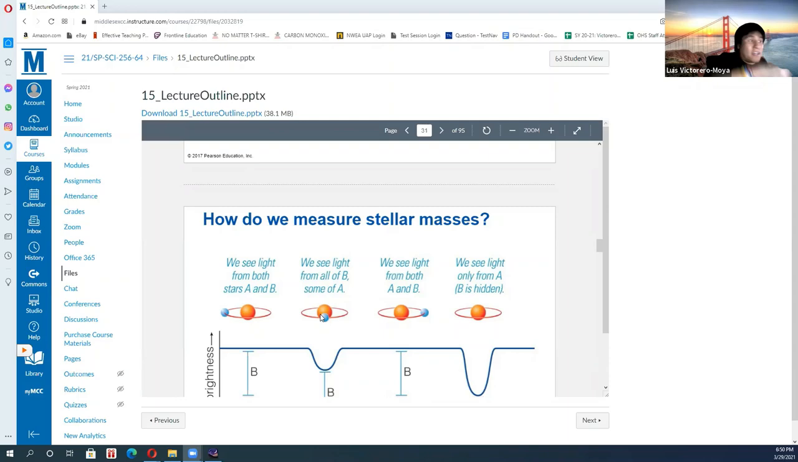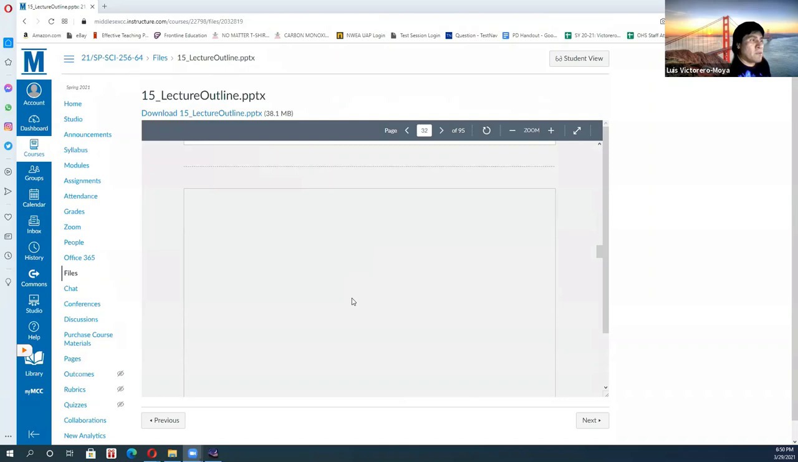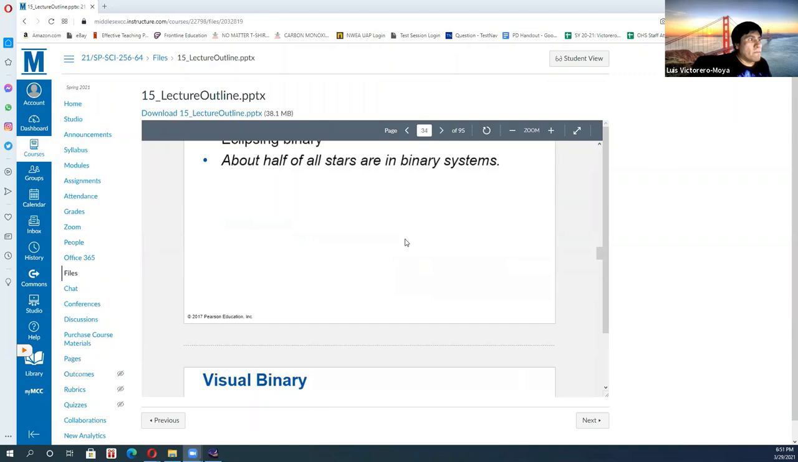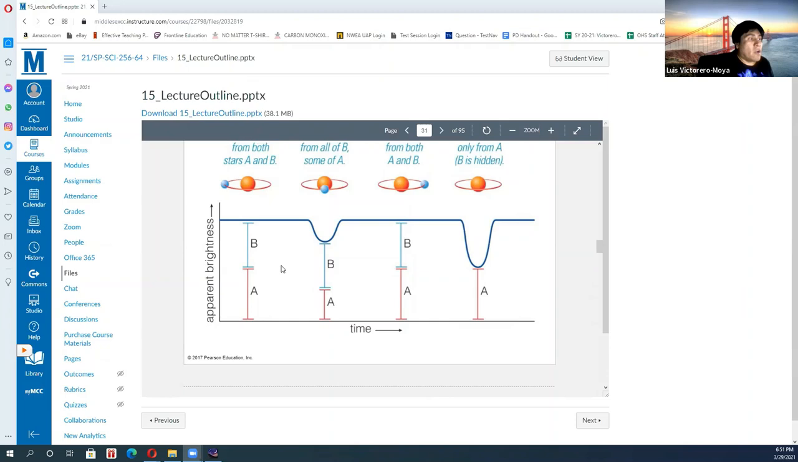So if we have the distance between the stars and we have the period of motion, we can use Kepler's laws. Let's skip all this for now. And we can use this equation here. Ooh, nice, right? So this was Kepler's equation. We have the period, we have the distance, we can find the mass. Remember, since we're measuring from the Earth, we have to call it the apparent brightness, okay? And this obviously is time.